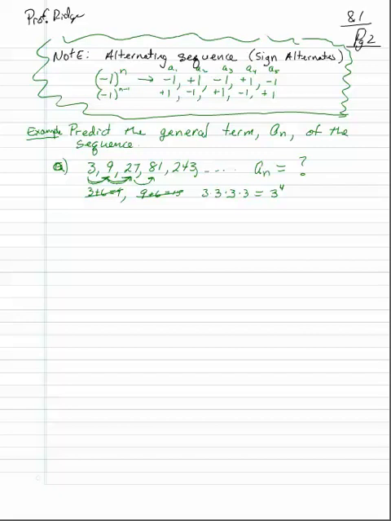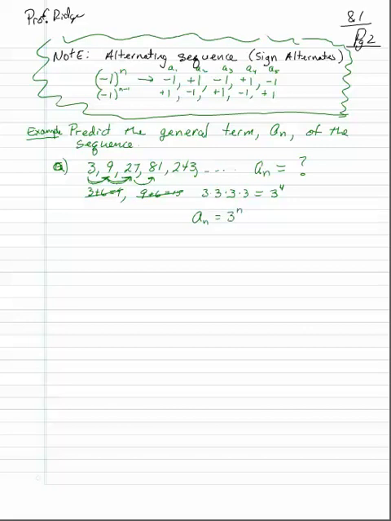So you can see now that to get 3, that's 3 to the 1st. To get 9, that's 3 to the 2nd. To get 27, it's 3 to the 3rd. So then our prediction is going to be a sub n is going to be 3 to the n.